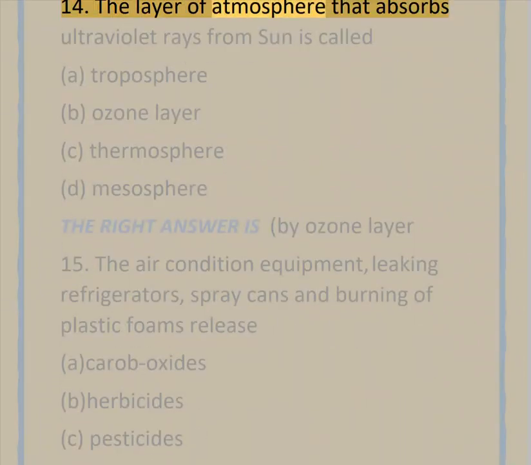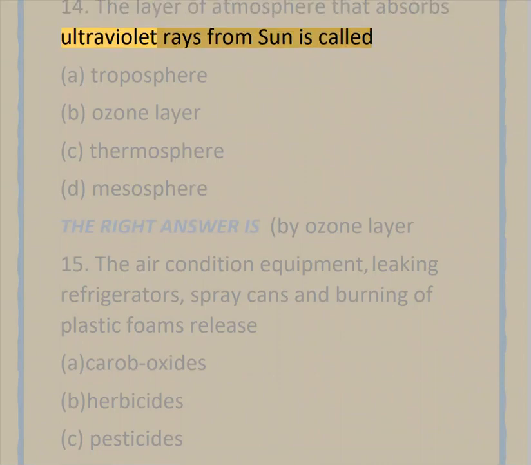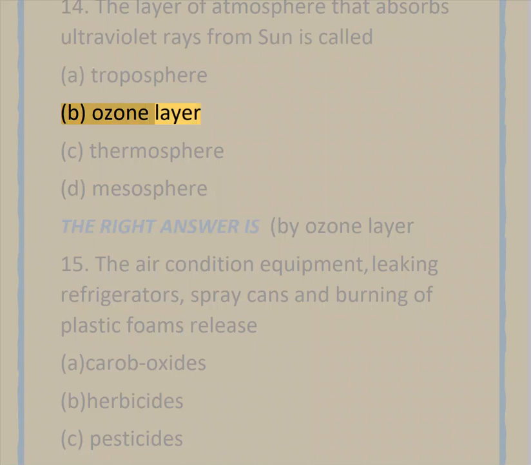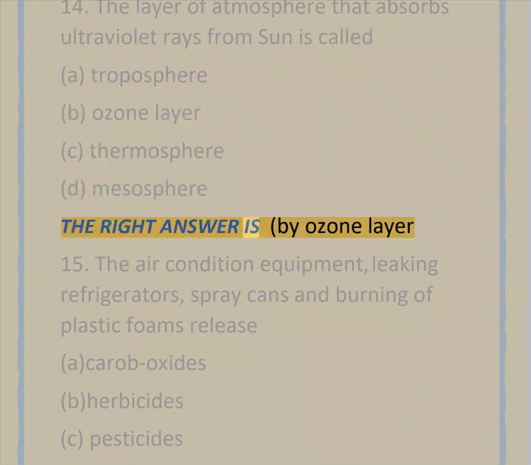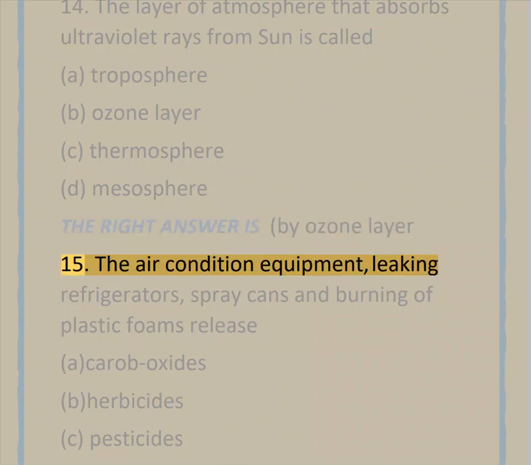14. The layer of atmosphere that absorbs ultraviolet rays from the sun is called A. Troposphere. B. Ozone layer. C. Thermosphere. D. Mesosphere. The right answer is ozone layer.